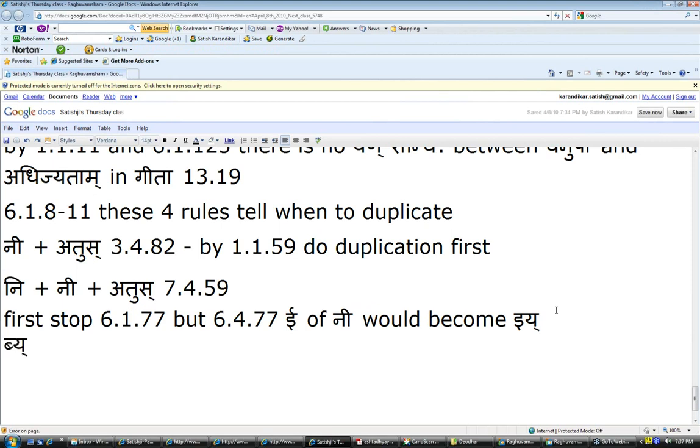So by 6482. That's why I did this in detail, to just refresh your memory about 6477 and 6482. We get Yan substitution.